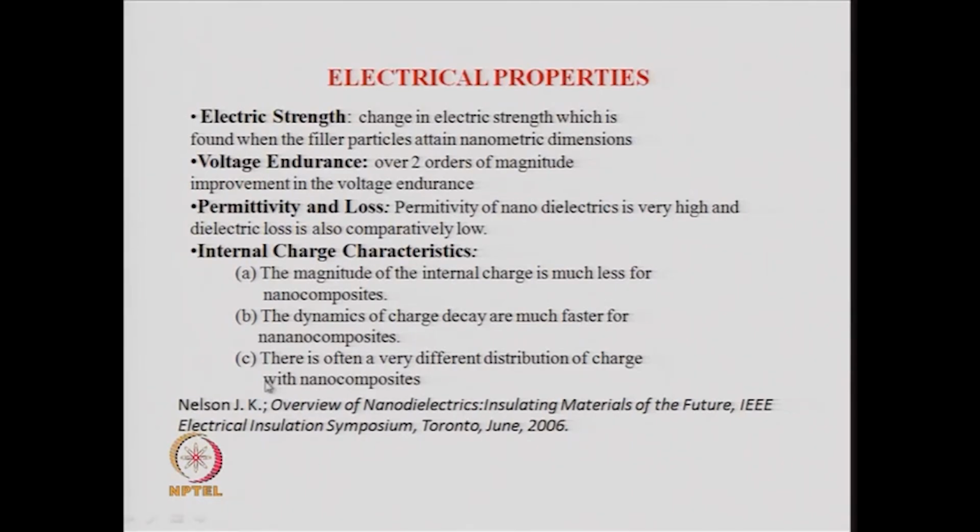So, a great deal of work and analysis of the properties and measurements after adding nanofillers or nanoparticles to micron sized particles to make nano dielectric composites has been done, and especially people have looked at the electric strength, the voltage endurance, the permittivity, which is related to the dielectric constant, and loss, which is related to the dissipation factor.